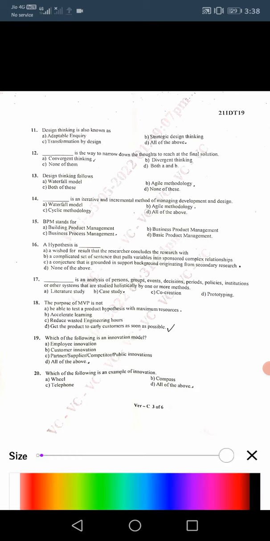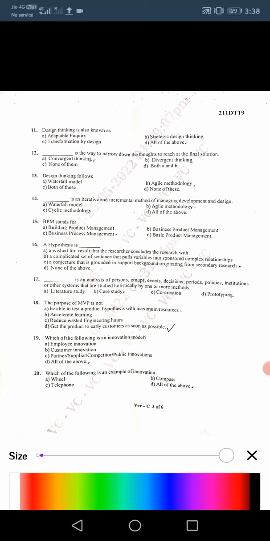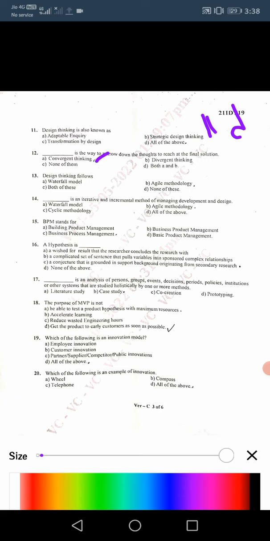For the 11th question, design thinking is also known as adaptable inquiry, strategical design thinking, transformation design, and all the above. So for 11, the answer is D. Next, 12, dash is the way of narrowing down the thoughts to reach the final solution. For 12, the answer is A, that is convergent thinking. Next, 13, design thinking follows waterfall, agile, both of these. So it is agile, B.